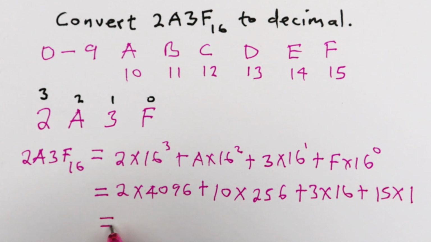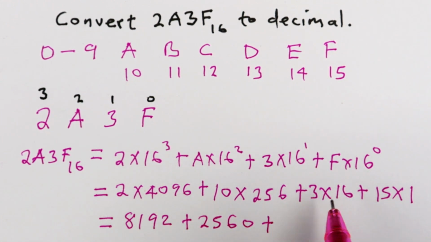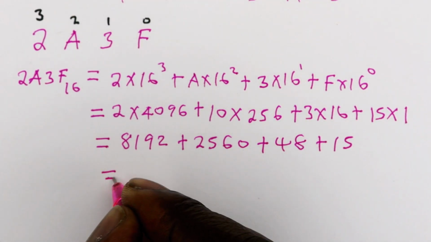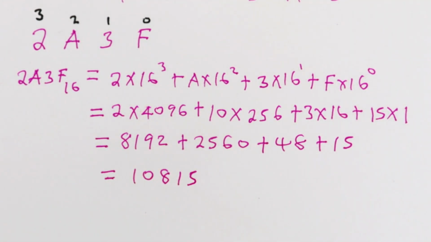So let us simplify this. If we simplify this, we're going to get 2 times 4096 will be 8192, and 10 times 256 will be 2560, plus 3 times 16, which is 48, plus 15 times 1, which is just 15. So if you work this out, you'll find it to be equal to 10,815.